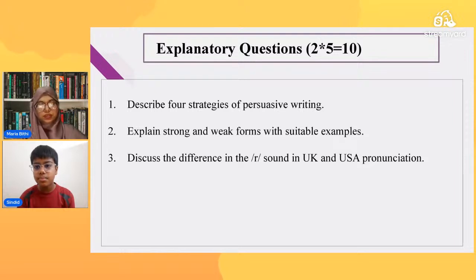Okay. Now, question number 3. Discuss the differences in the R sound in UK and US pronunciation. Sure. So the main difference between the R sound in UK and US pronunciation is that in the UK, like British accent, they don't pronounce the R, such as better, colder, etc. But in US pronunciation, they pronounce the R perfectly, such as car, better, water, etc. Well, there is one case that when a word ends with an R and the next word starts with a vowel, still in British accent, it can be pronounced.